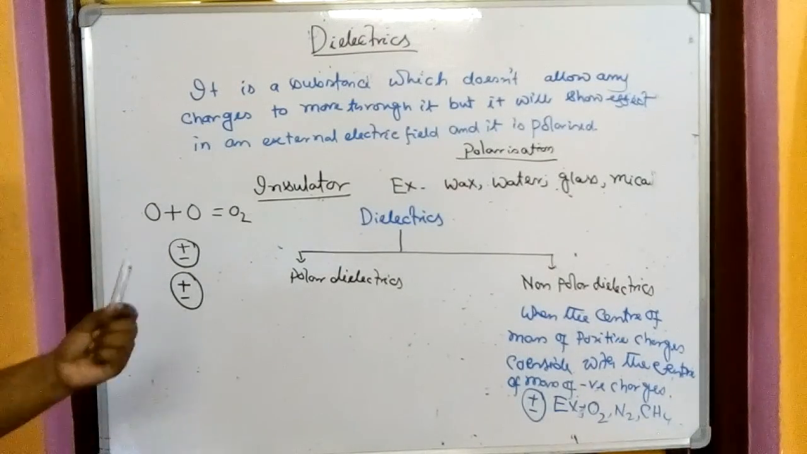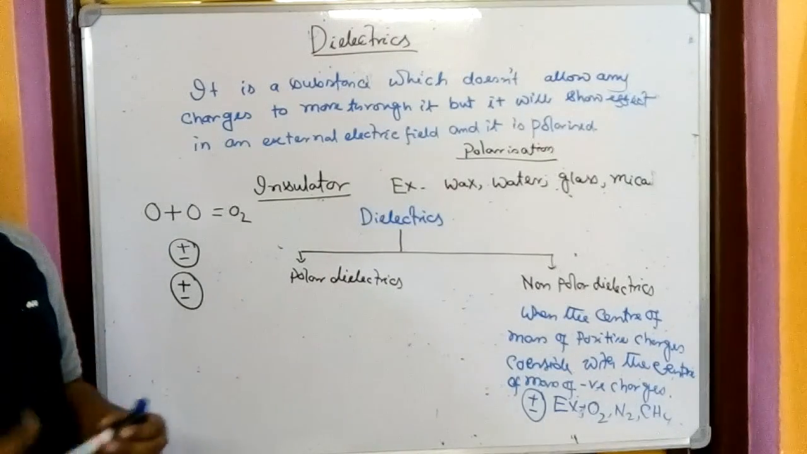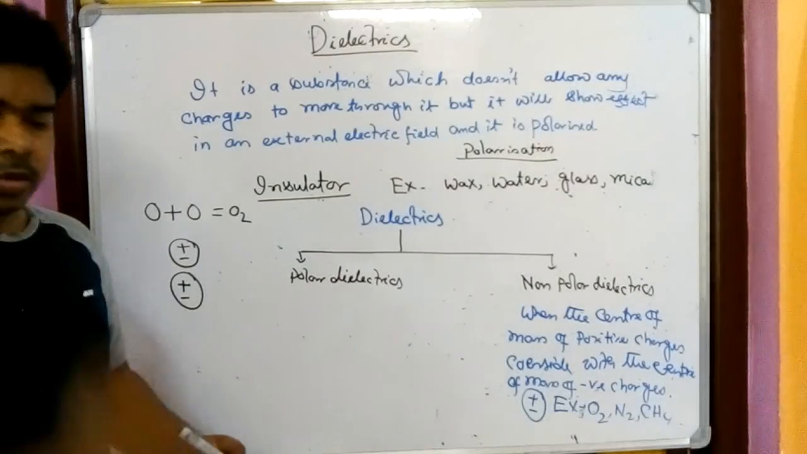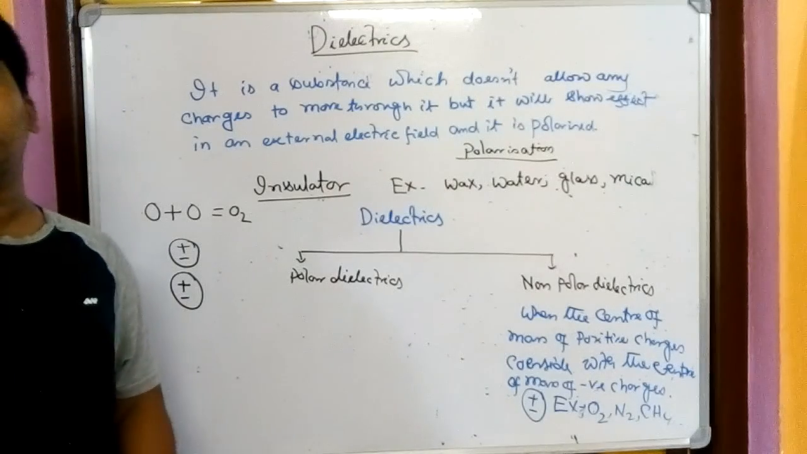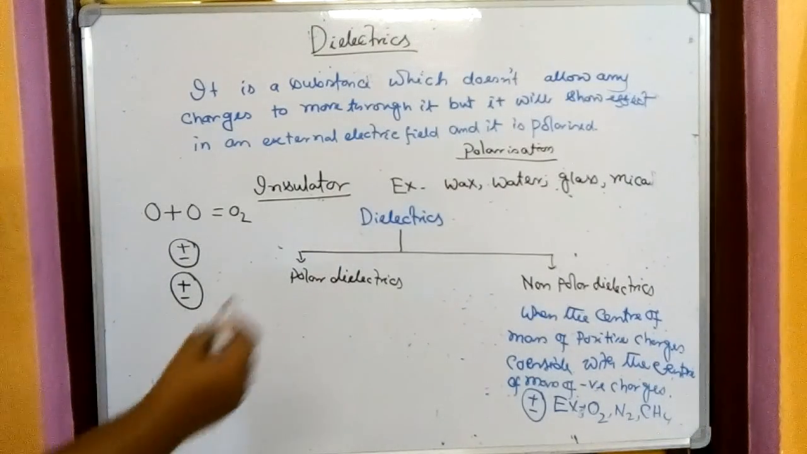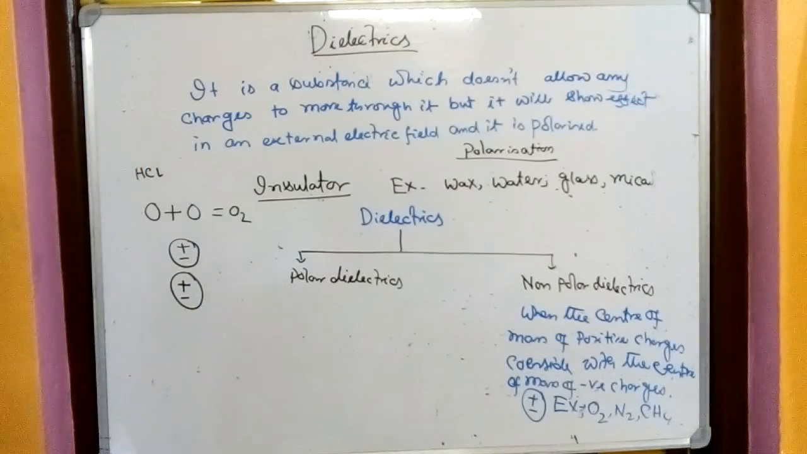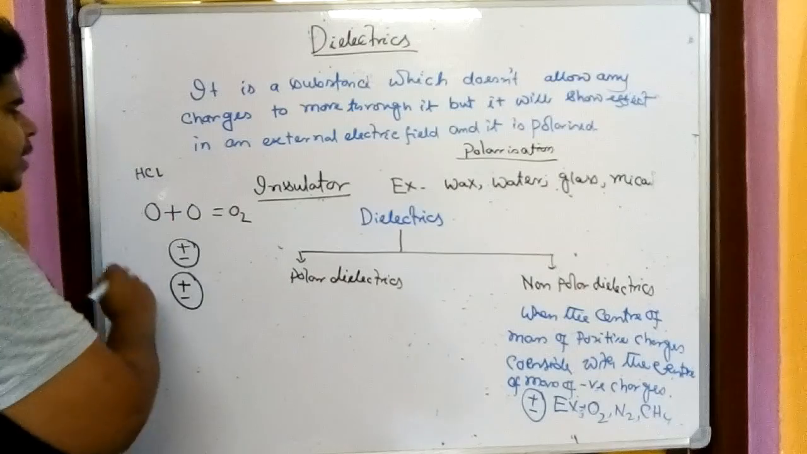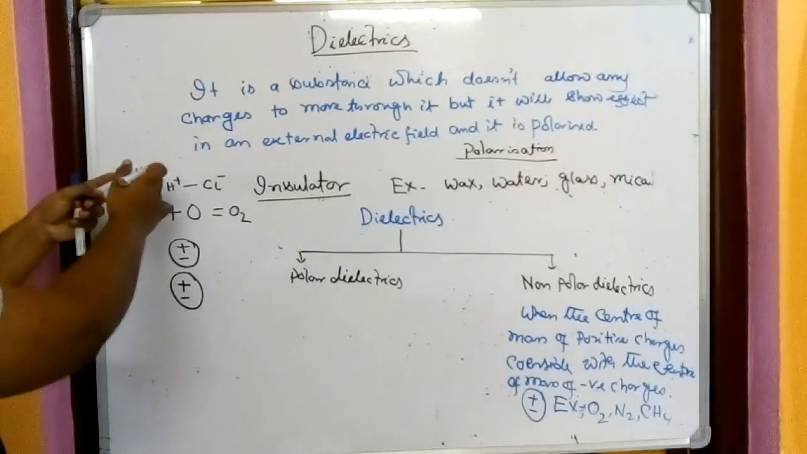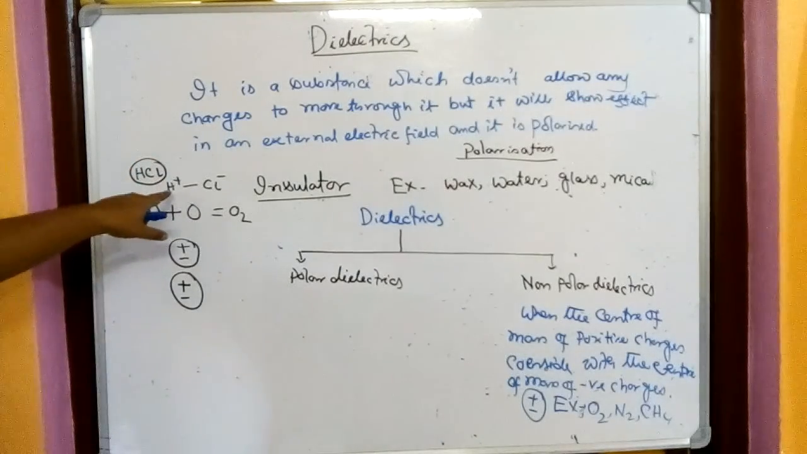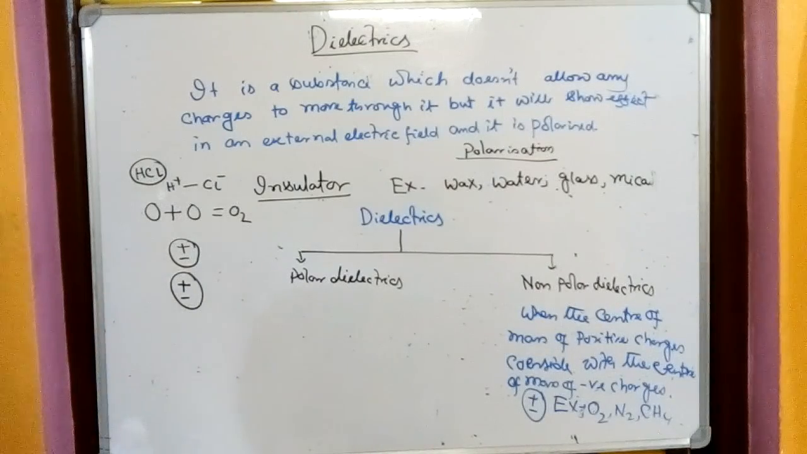Now you might be asking, sir, what is polar? Dielectrics are also made of molecules, so in these molecules there will be an inbuilt pole. Just like HCl: here we have H plus and Cl minus. In the HCl molecule there is already a positive ion and a negative ion, kept at a certain distance.